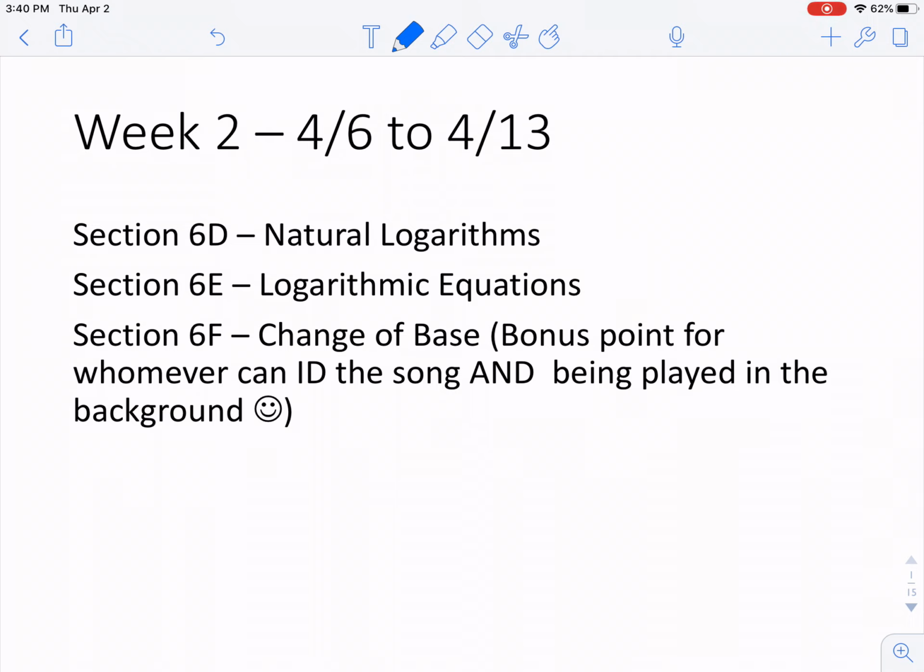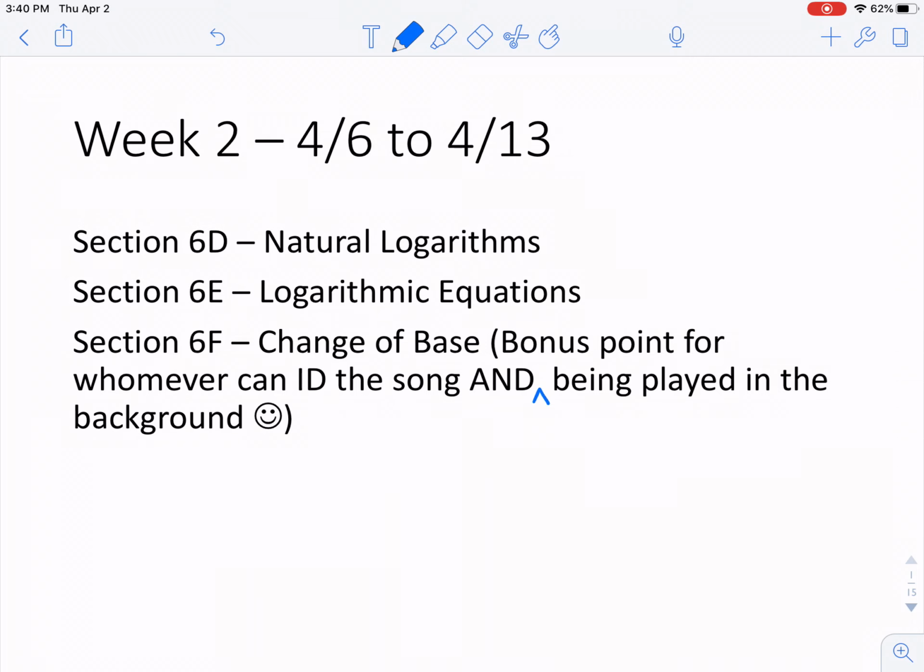Okay, enough for the music interlude. That actually should say identify the song and artist being played in the background.